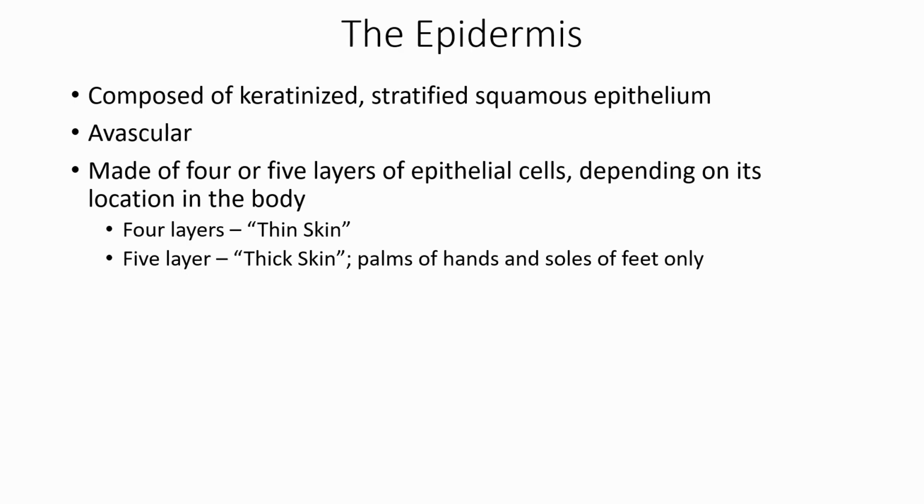If you have only 4 layers, this would be thin skin. So typically, I know in lab we looked at the scalp as that example, so it's thinner, we only have the 4 layers. Or thick skin, which is the 5 layers. And this typically is going to be on the palms of your hands and the soles of your feet. Those ones are going to have that little extra layer there, as well as some changes to how thick some of those layers are.